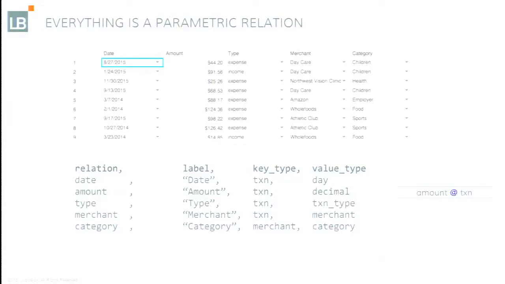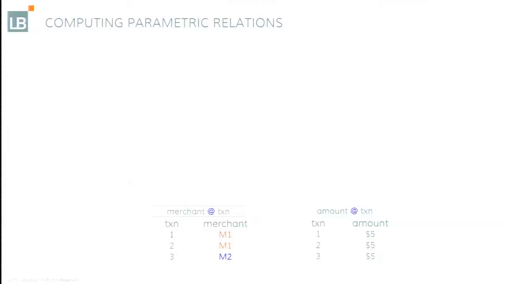However, since I know that I can also relate transaction to merchant using the merchant relation, I can compute from that amount parameterized by the key type merchant. Let's just see how we compute that. We start with the amount tuple at transaction, parameterized by transaction. I have 3 transactions here, each with the amount 5. We also have the merchant tuples parameterized at transaction, where transaction 1 and 2 both went to merchant 1, and transaction 3 went to merchant 2.